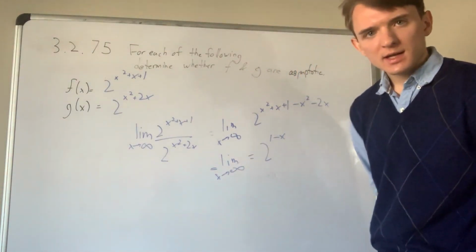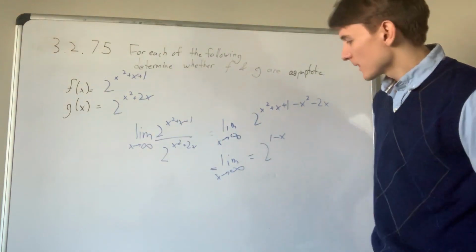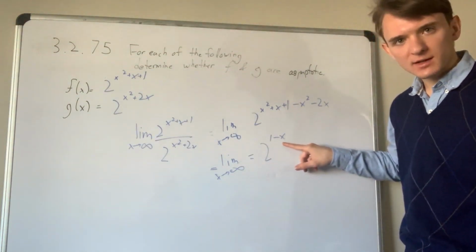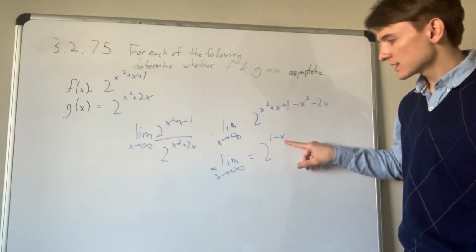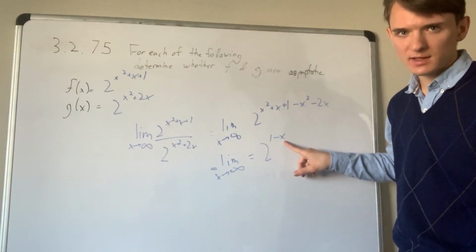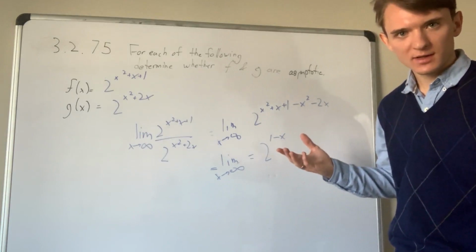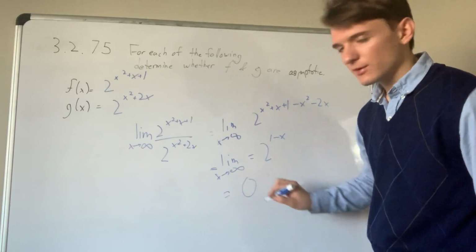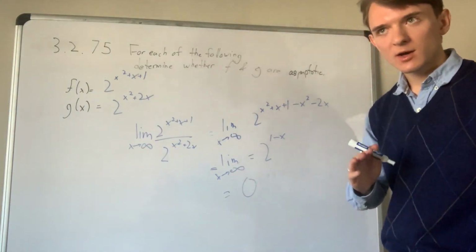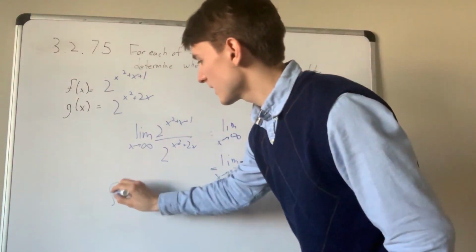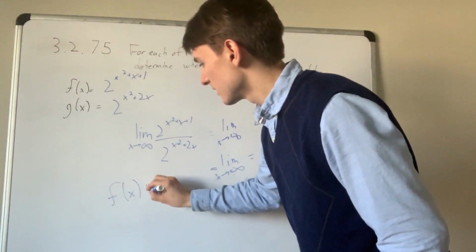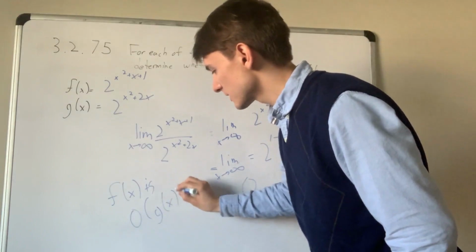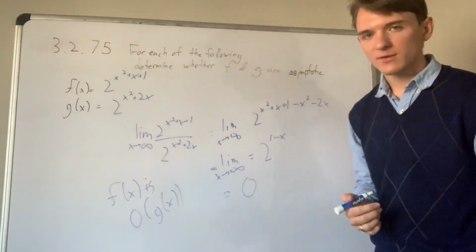So now as x tends toward infinity, we have 2 to the power of negative infinity, right? Because 1 minus x, or 1 minus infinity, is just really negative infinity. So the limit here gets down to 0. So we've gone full circle. We say again that f of x is big O of g of x. That g of x is an upper bound of f of x.